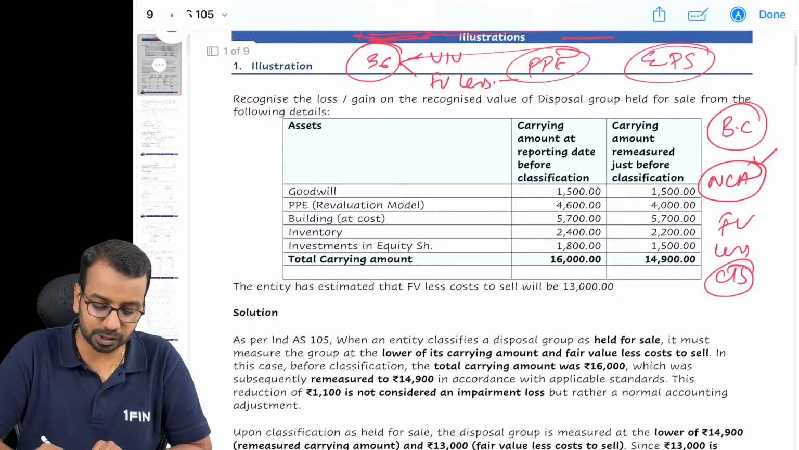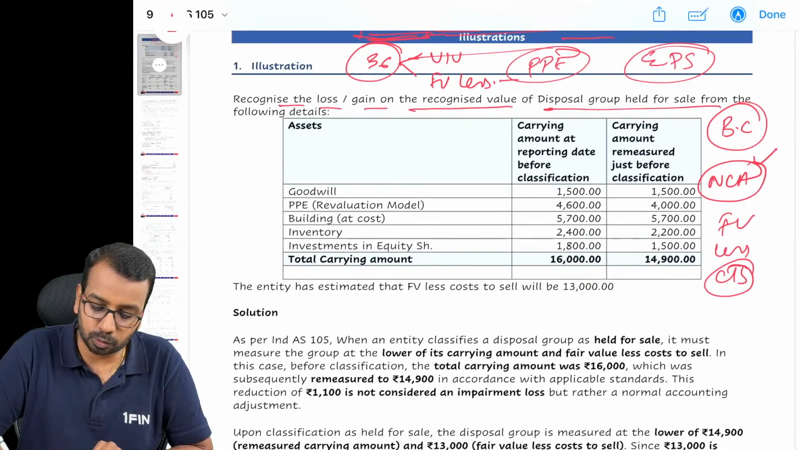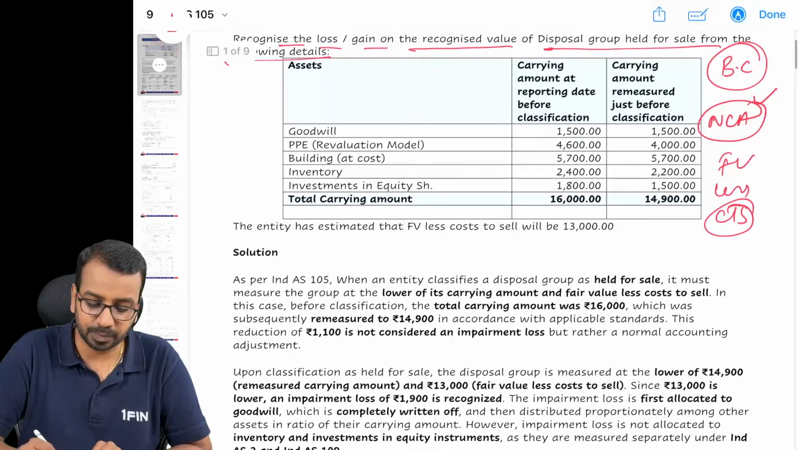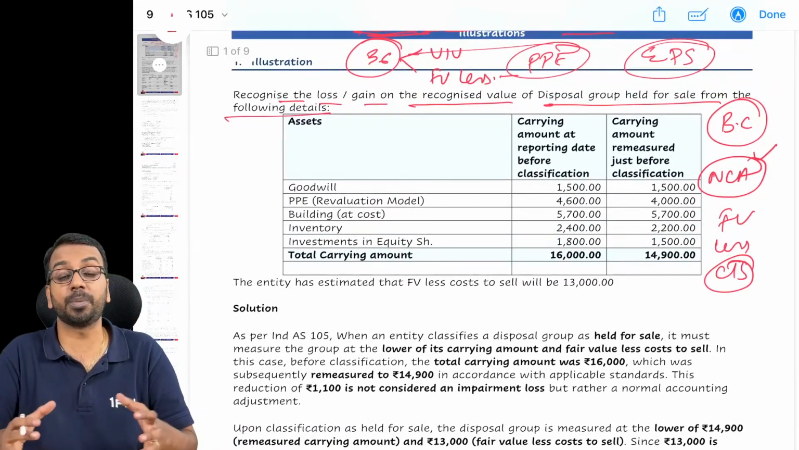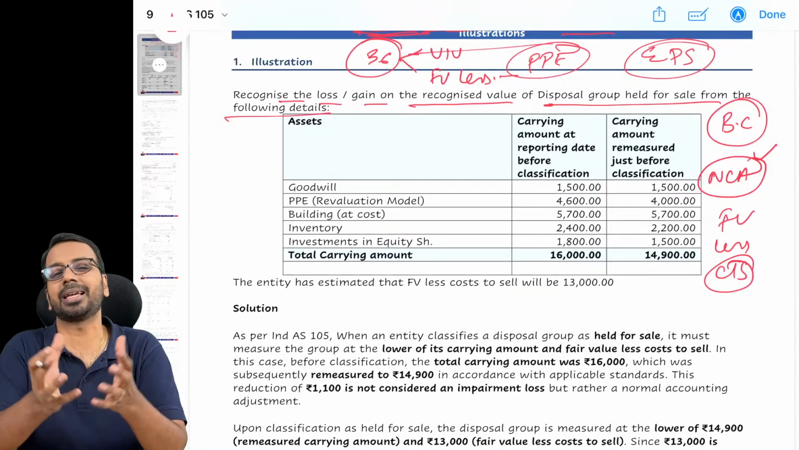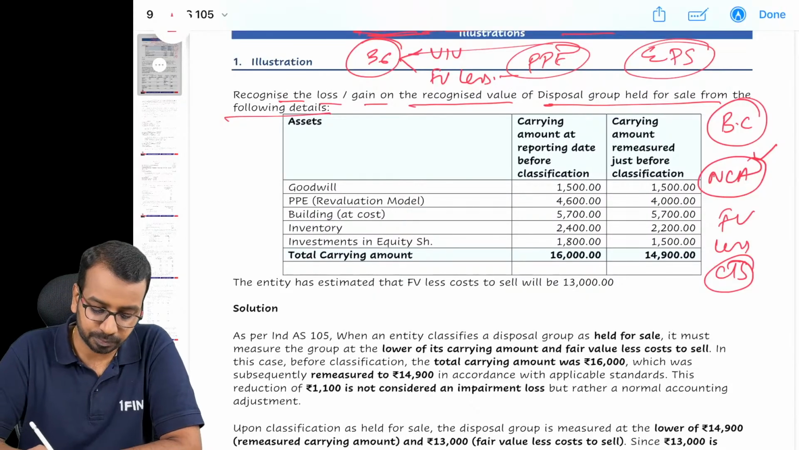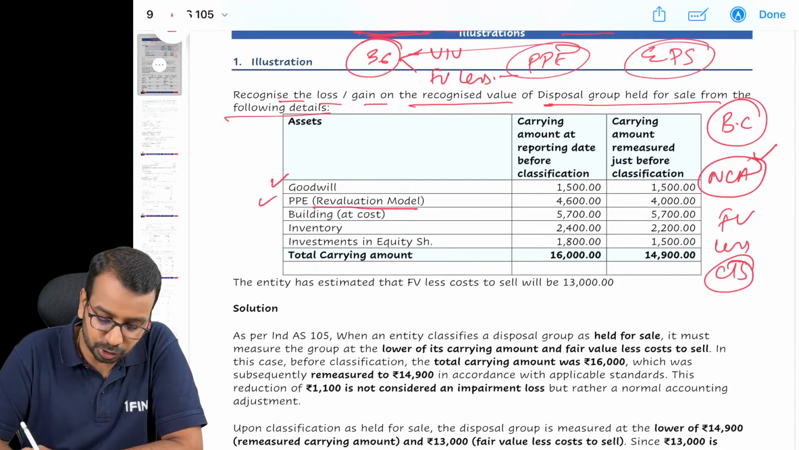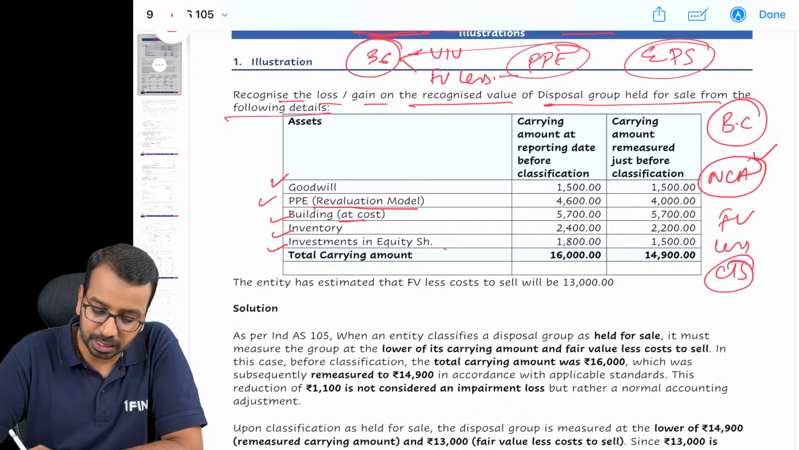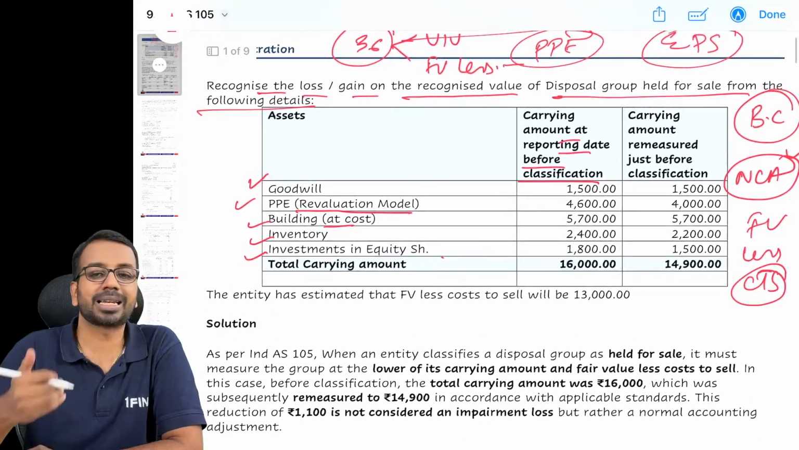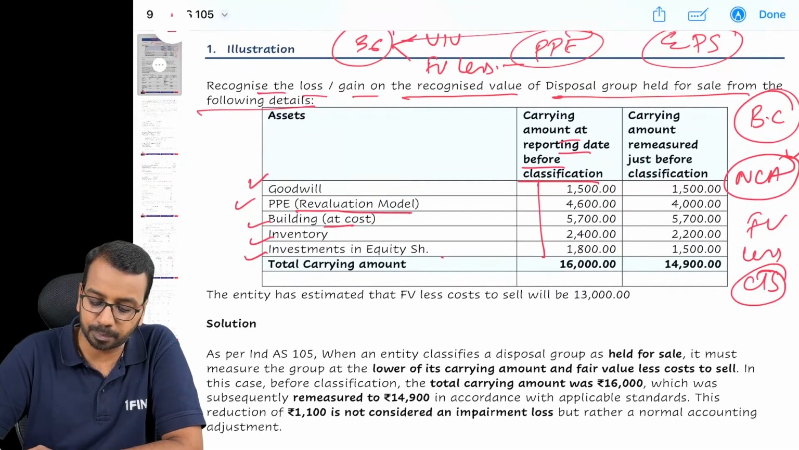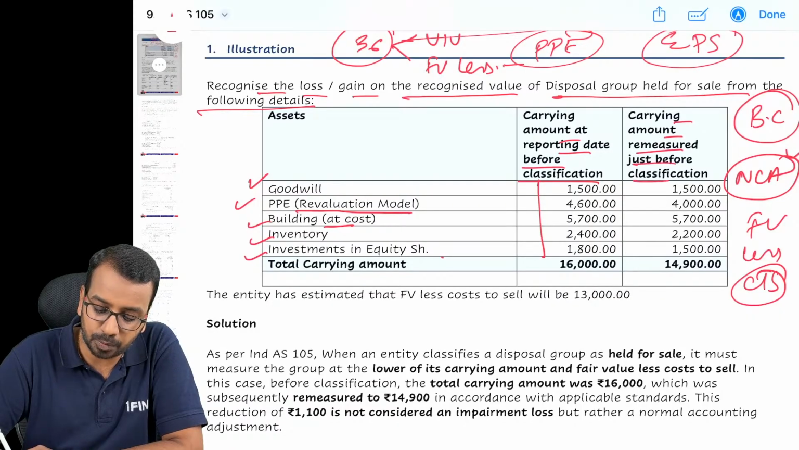Okay, so let's have a look at the first question. Recognize the loss or gain on the value of disposal group held for sale from the following details. So there is a disposal group. Disposal group means a group of assets and liabilities like a CGU, though it need not be a CGU. Here it is a group of assets: goodwill, PPE under revaluation model, building at cost, inventory and investment in equity shares. Carrying amount on reporting date before classification, that is, before it is classified as held for sale, and carrying amount remeasured just before classification.